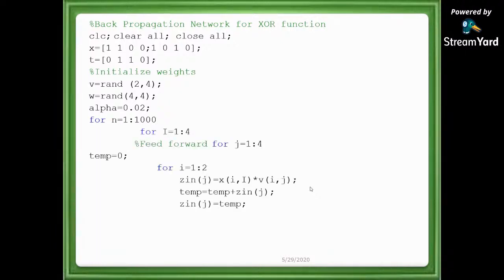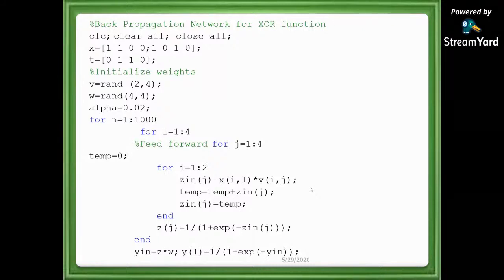Now I am going to show you how we are going to find the net value for your hidden layer. Z in J corresponds to the net value. What is the formula? Same formula. X into V. I have multiplied and found Z in J. From Z in J, what should I do? I should find Zj. What's the formula for a sigmoidal function? 1 by 1 plus e power minus input, or Z in J. So I can find Zj.